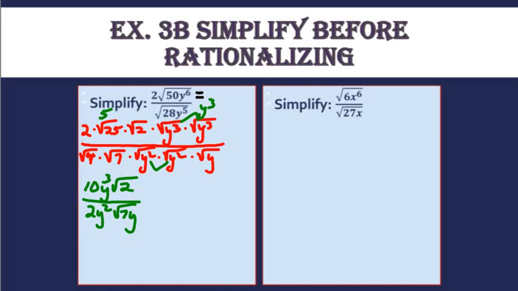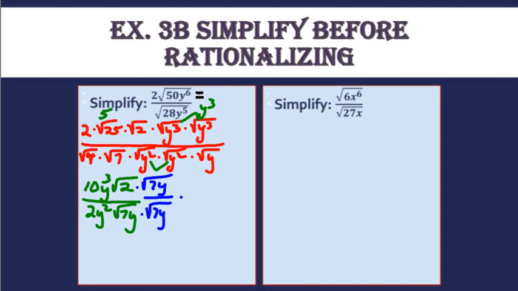Now from this point, I have to get rid of the radical in the denominator. So I multiply this by square root of 7y. I don't need to do anything with the 2y squared yet. I just want to get rid of the radical symbol. Whatever I do in the denominator, I must also do in the numerator. So multiply that by square root of 7y.